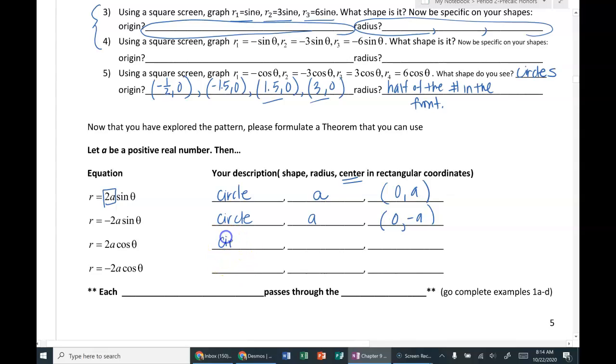So again, they're all circles, so we're going to write circles straight down. And the radius is always going to be half of the number in the front, so it's just going to be 1a. Then because 2a is positive, the center would be a, comma 0, and then this would be negative a, comma 0.